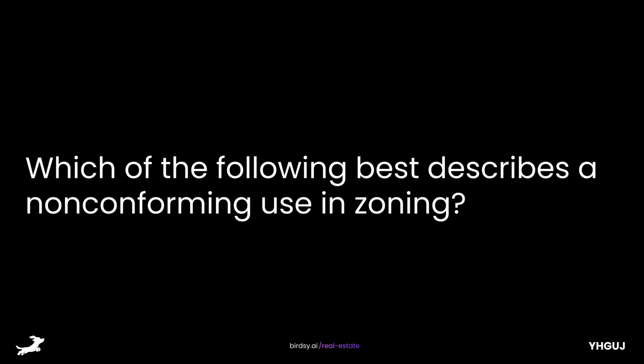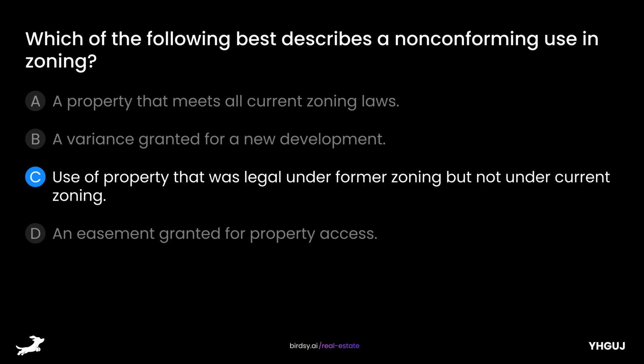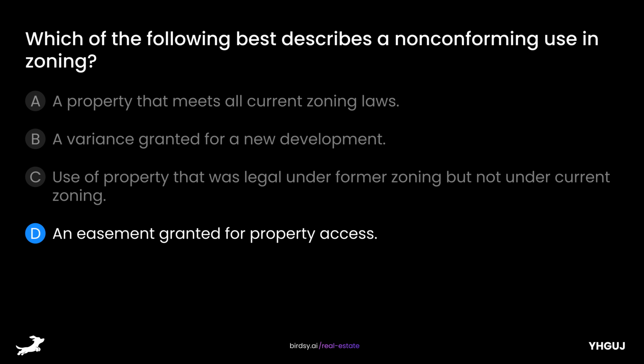Which of the following best describes a non-conforming use in zoning? Is it A, a property that meets all current zoning laws? B, a variance granted for a new development? C, use of property that was legal under former zoning but not under current zoning? Or D, an easement granted for property access? The answer is C, use of property that was legal under former zoning but not under current zoning.